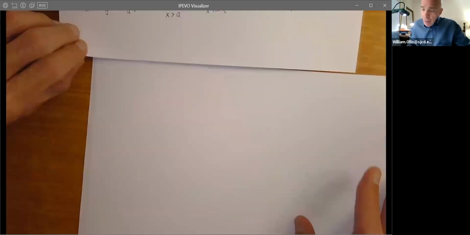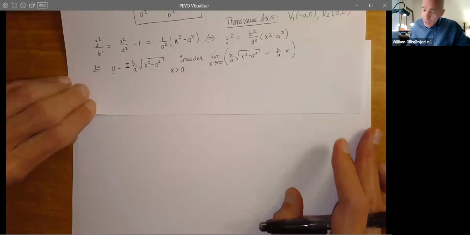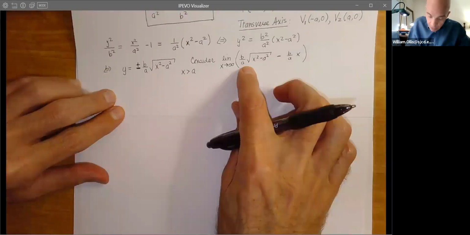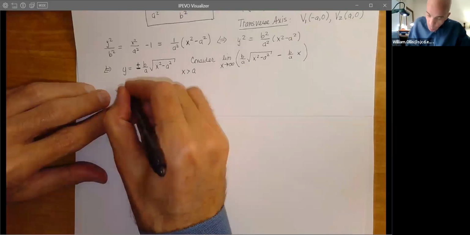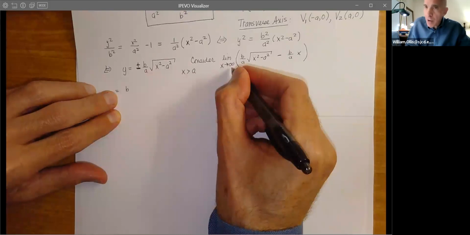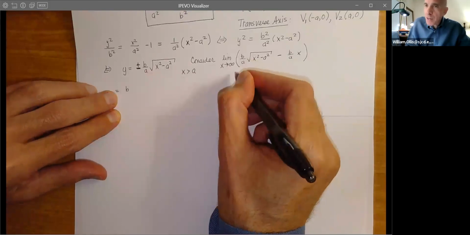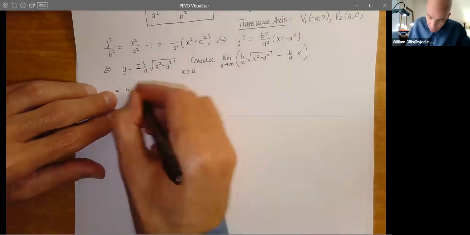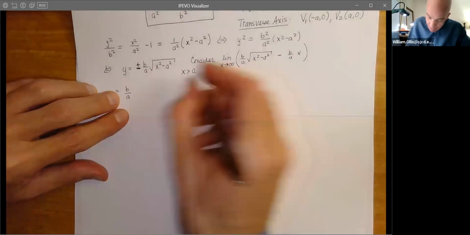Now, let's go ahead and finish this. Let's just do some algebra here. Let's factor the b over a. So we're just going to say this means x is getting large. So we'll just leave it there for now and then intuitively figure out what's going to happen. So factor the b over a because it has no x in it.